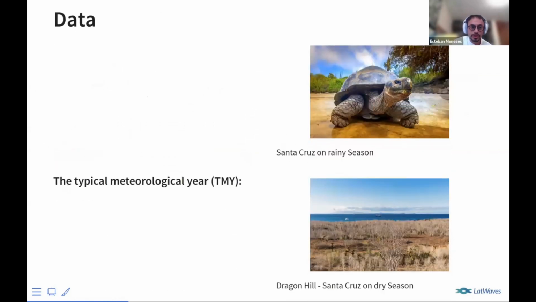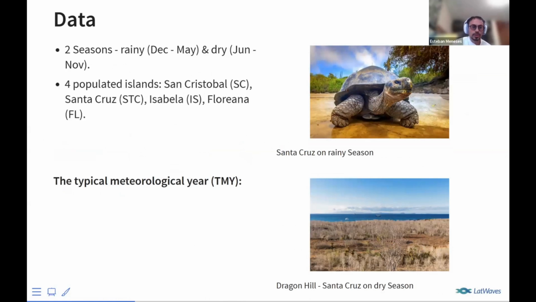As a methodology, the data we used covered 2 seasons, the rainy one and the dry one. We took into account the 4 populated islands. The time span is from 2019 to 2050. And we use 2 modes of operation due to the batteries that give and store energy. And for the natural resources, we took the typical meteorological year that covers around 14 years of data.